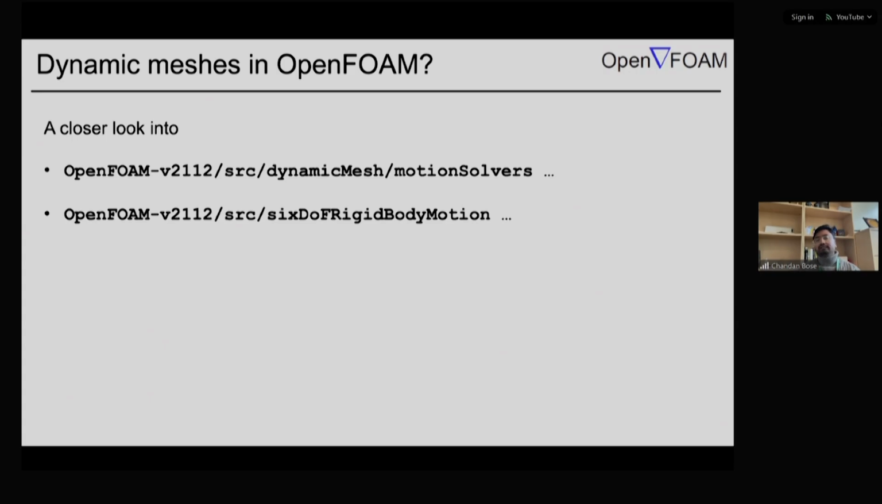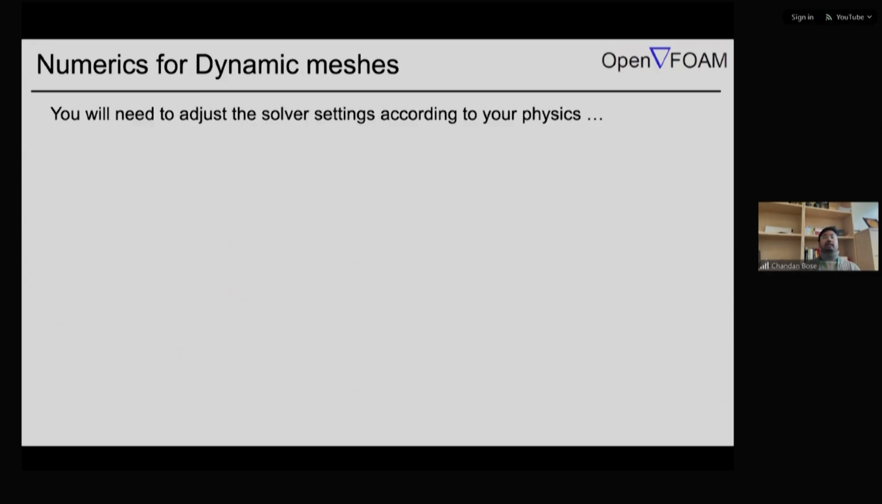And also there is a library called 6 degree of freedom rigid body motion, which enables you to incorporate fluid structure interaction. Right. Now, the next part is, as you know that you now know how to set up the dynamic mesh dict and how to prescribe the motion and then how to change the corresponding boundary conditions in the 0 folder. Next is, how do we change the numerical schemes or numerical solution algorithms that are needed to get a converged solution for a moving body problem, right?